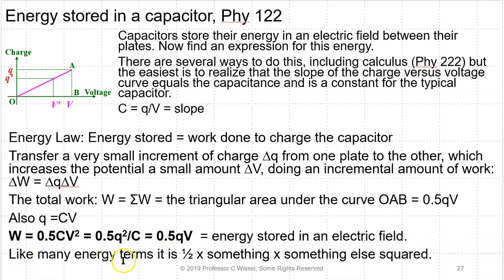So like many energy terms, it is 1/2 times a constant times a variable squared. Whenever you see 1/2 times a constant times a variable squared, like for kinetic energy, 1/2 times mass times v squared, most of the time a formula like that says energy. So that should be sort of something floating in the back of your mind, so you recognize things like that.